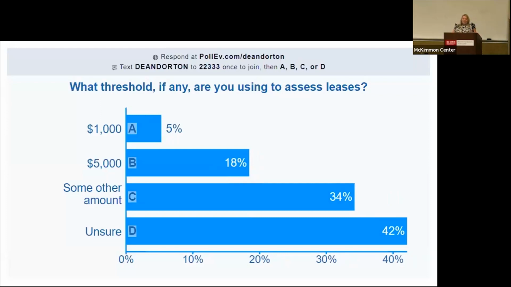And then 5,000, we actually have seen quite a few people use 5,000. That's the capitalization threshold for their fixed assets in general. So that's what we're seeing a lot of people use.